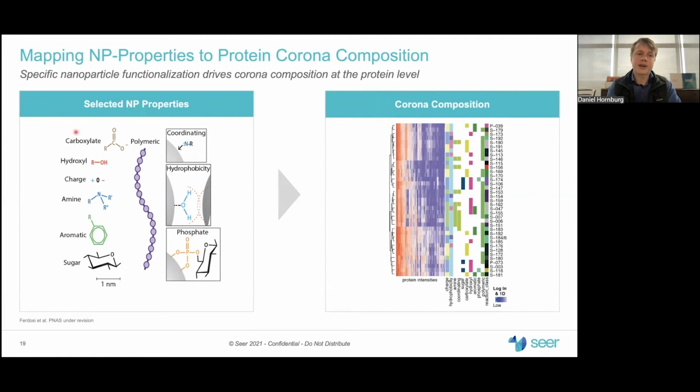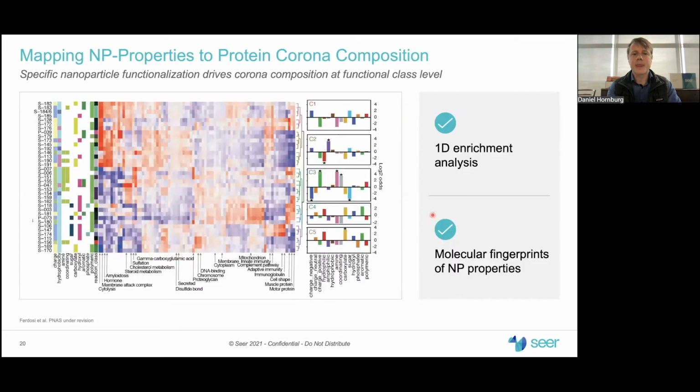We have some nanoparticles that have carboxylate groups, we have some hydroxyl groups, we have aromatic functionalization, we have some polymeric particles. And now we can start asking the question, how does it associate with certain protein corona compositions? And here on the right-hand side, you see a heat map in red and blue showing the differential abundance of proteins in these individual coronas, again coming from a plasma proteome that we subjected to the nanoparticles. And you see there are some subclasses. For example, here we have amine and coordinating groups clustering with some specific protein corona compositions.